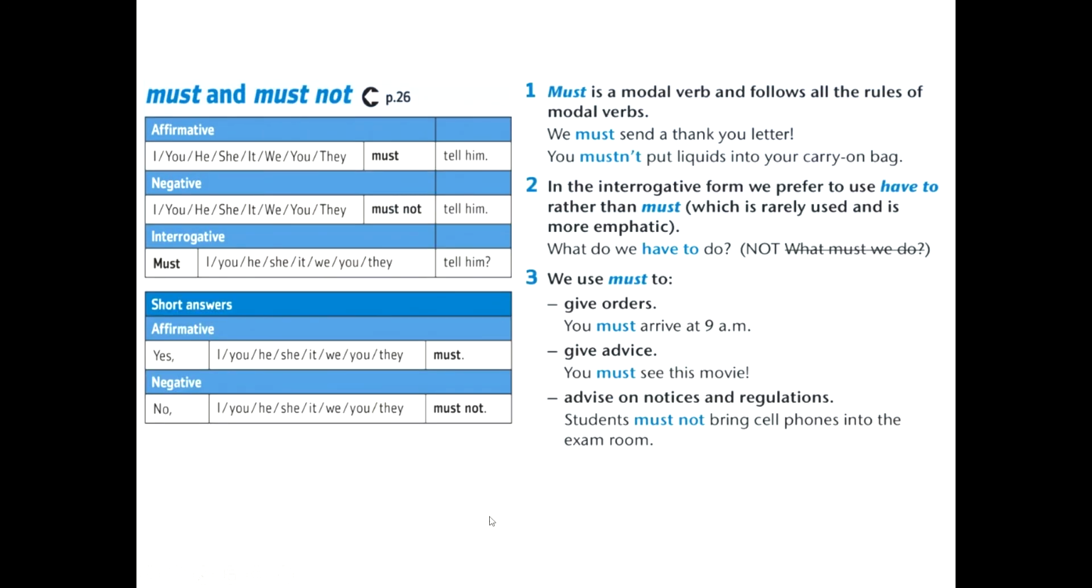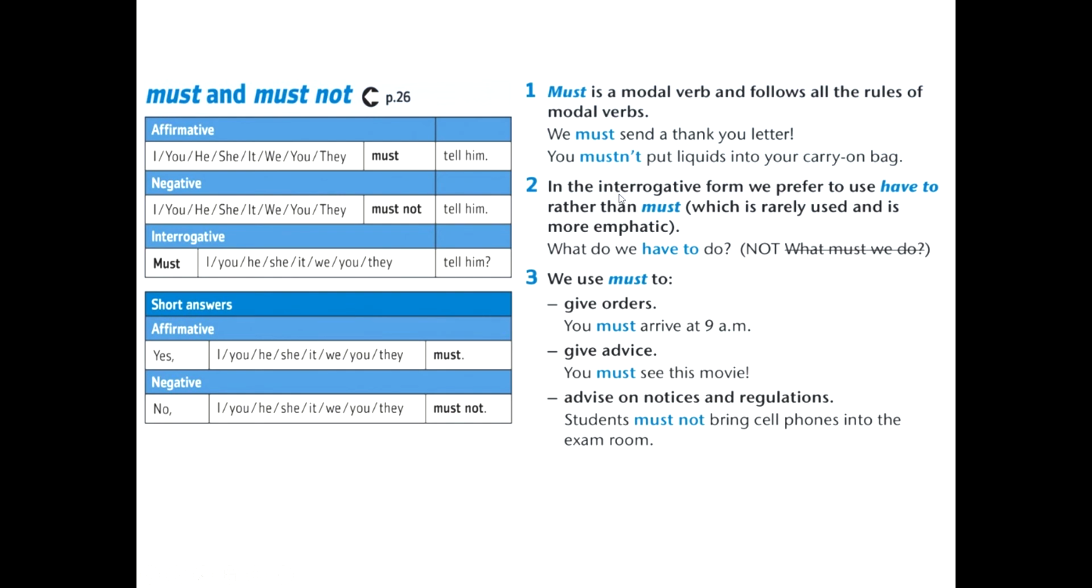Now, in the case of must and must not or mustn't, we don't have any differences between the pronouns, okay? So they all work with the same words. We don't have to change. We don't need to change it, okay? And next to the verb must, we use the verb in the base form, okay? We use the verb in infinitive, the base form. Now, in which conditions do I have to use it? Must is a modal verb and follows all the rules of modal verbs. So in this case, we use we must send a thank you letter. We mustn't put liquids into your carry-on bag.